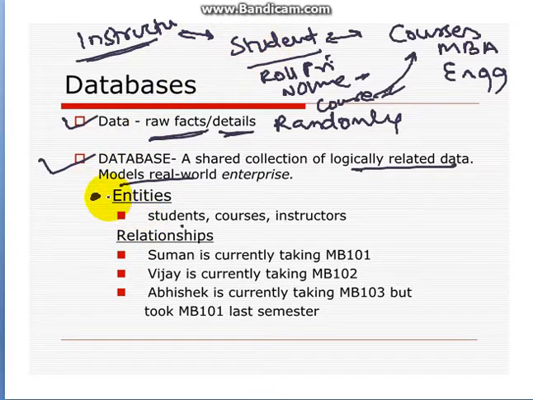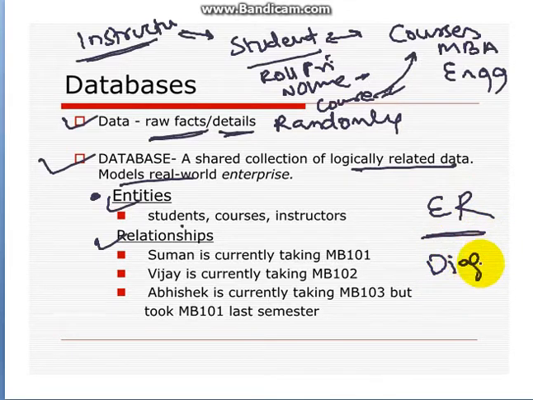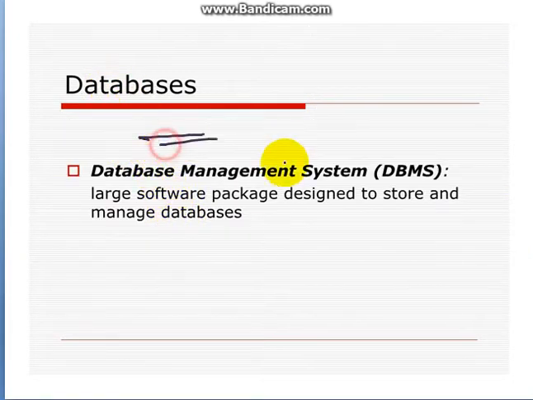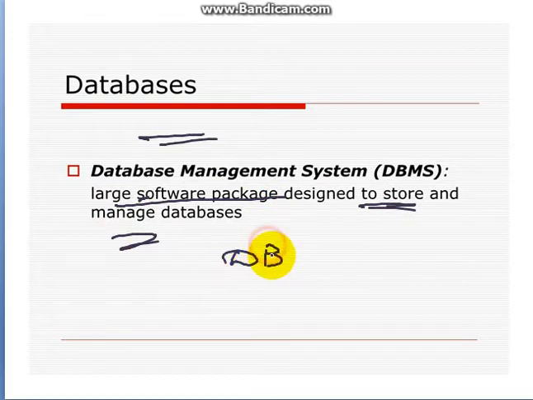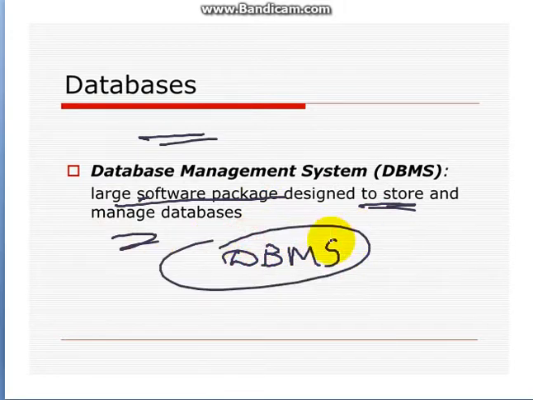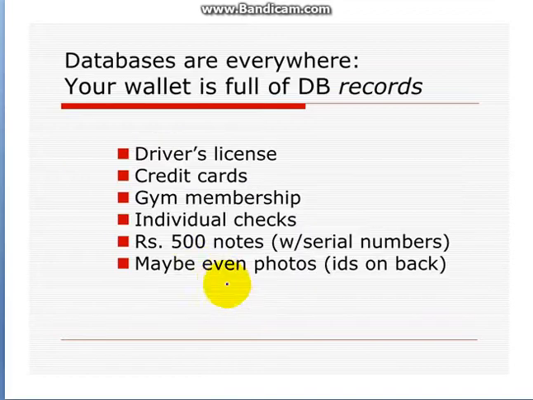So these entities are related, and that relationship is done with the help of ER diagrams. So we have entity relationship diagrams to work with. And the database management system is a large software package which is designed to store and manage databases. So basically DBMS is nothing but a large software package which works with the data.